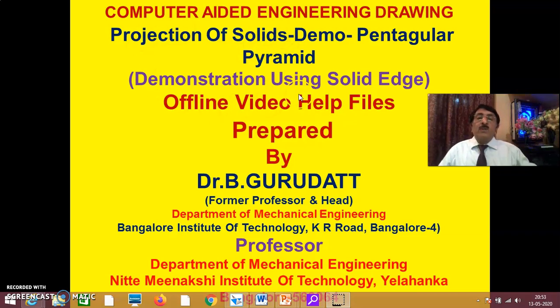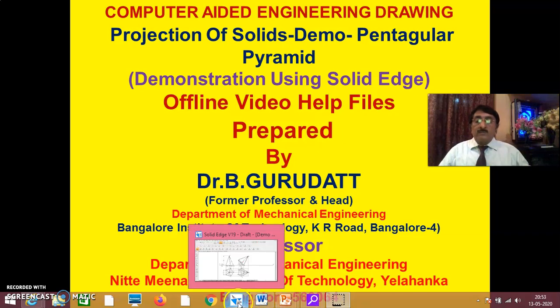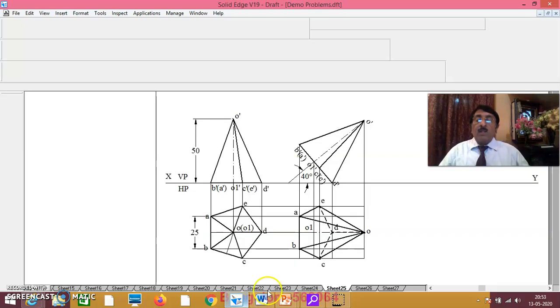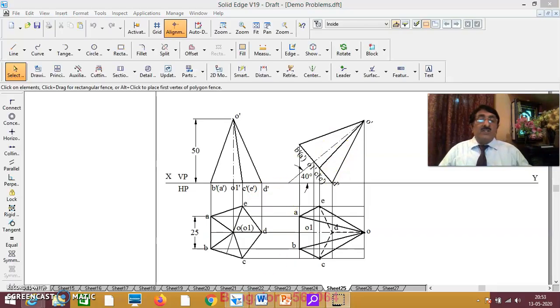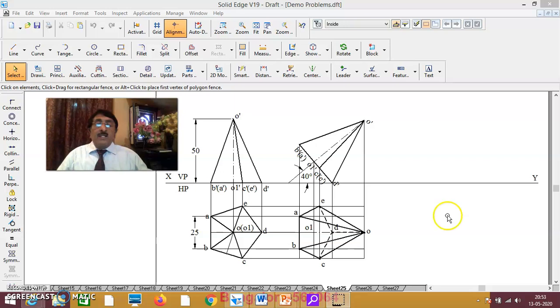This is a demo. I have taken up one of the problems we have done in the class, in the sessions, that is problem 8 under pentagonal pyramid. I am showing you the demo of how to do it. See here, we have come to this stage. This is where we were. That means it is corner on HP such that the axis is inclined at 40 degrees to HP. In this position, when you look from the top, how it appears, I have written.